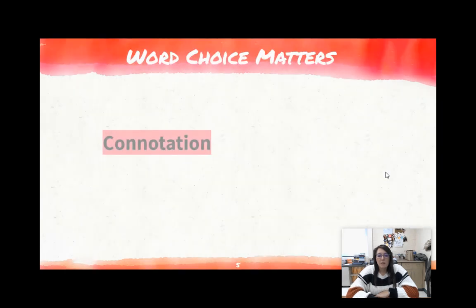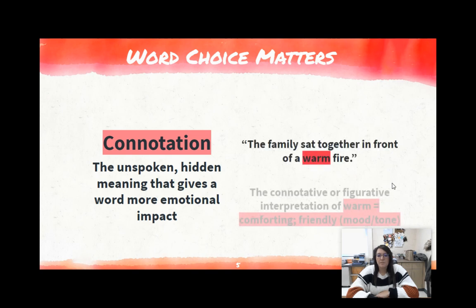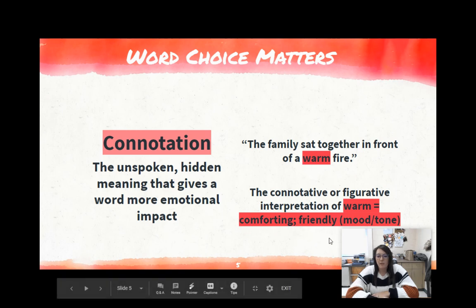Our minds are probably going to go to something like this: comforting, friendly. It's a mood or a tone, right? This is a nice image in our mind, a family that's happy together, sitting together, enjoying a nice night outside in front of a fire that's keeping them warm, maybe in a cooler temperature in the fall. Okay, so this is the connotation we're assigning to this word. In our minds, we are creating a new definition for warm to mean comforting and friendly, whereas the literal meaning is a temperature.